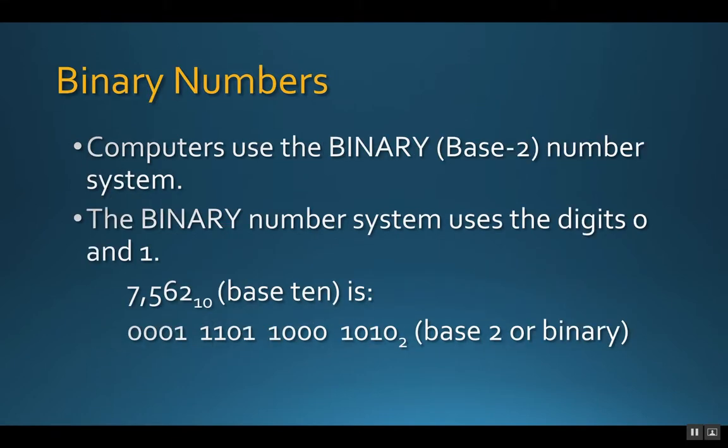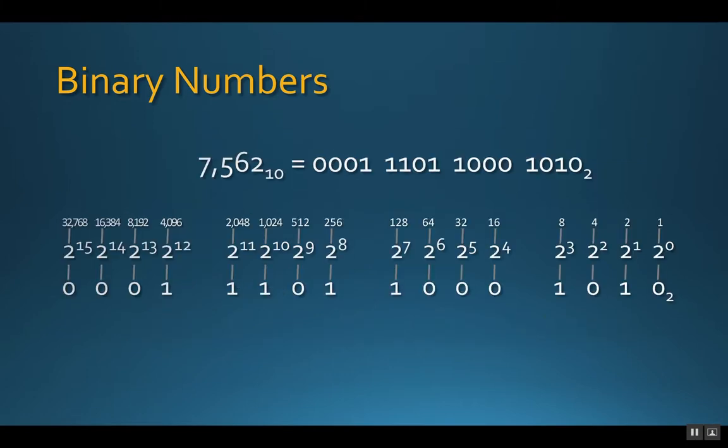But a computer uses a binary number system, and that means it only uses the digits 0 and 1. In base 10, the number 7,562 is represented as you see the string of zeros and ones in binary. And this, if we mapped it all out, would be what that binary number looks like. These are the powers of 2 that represent the placeholder values for the binary number system.